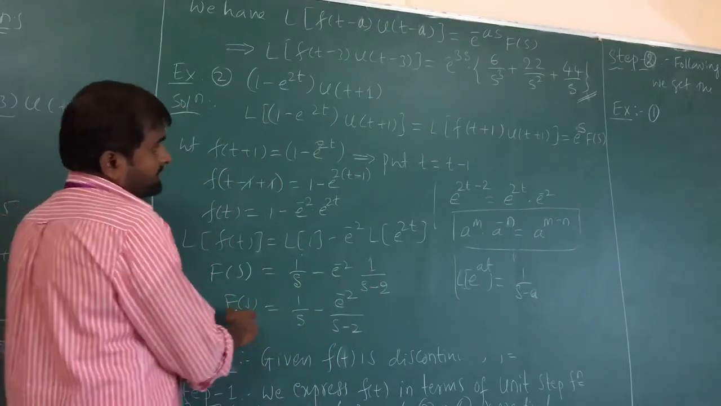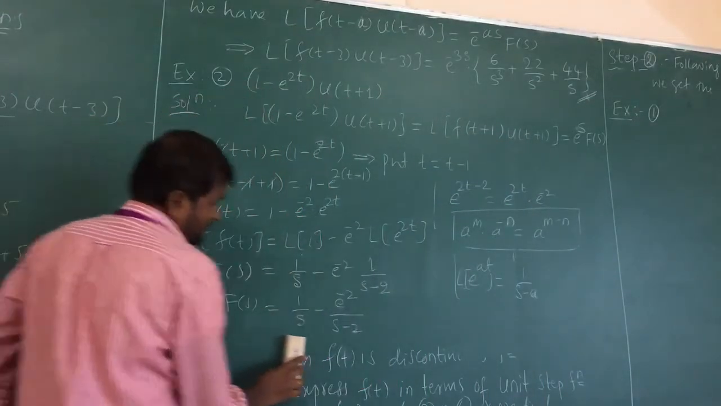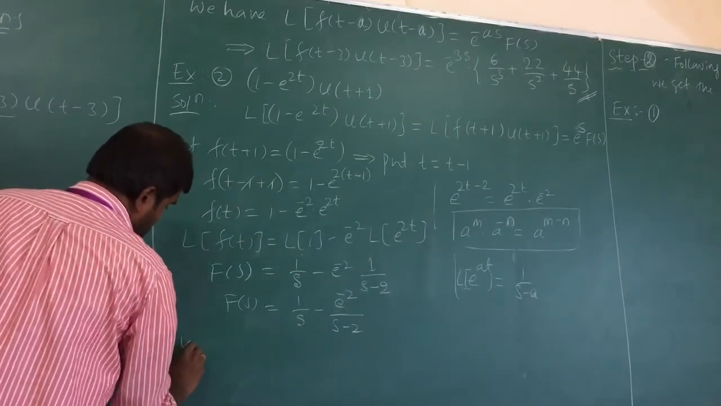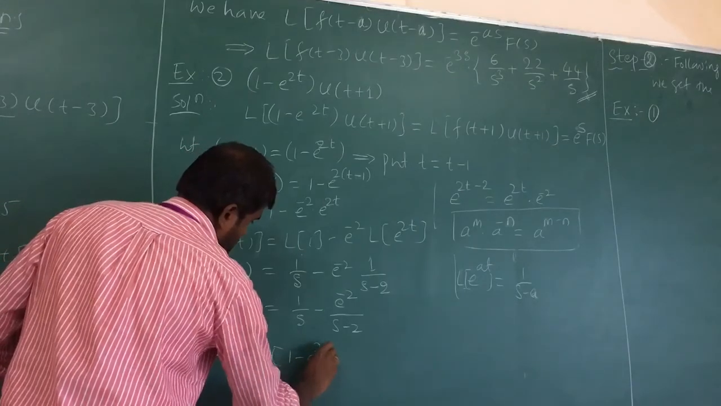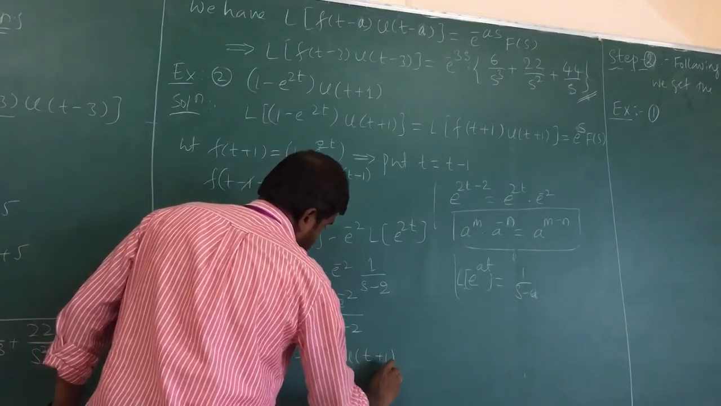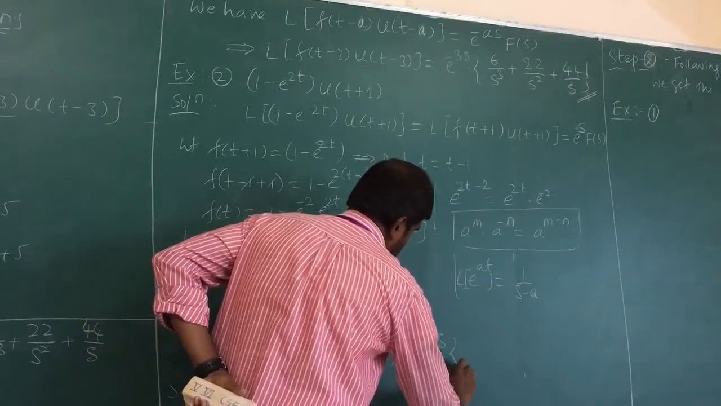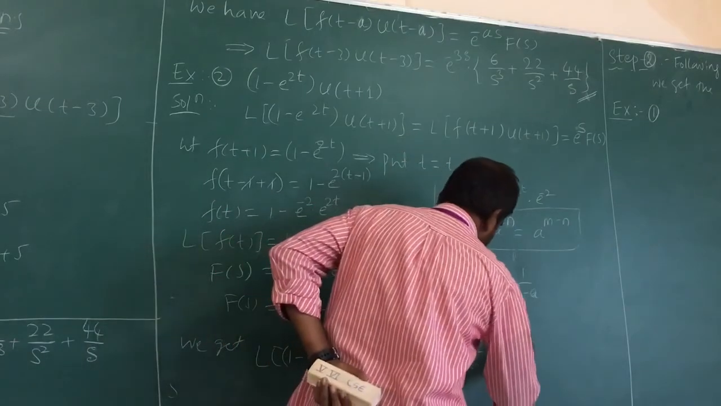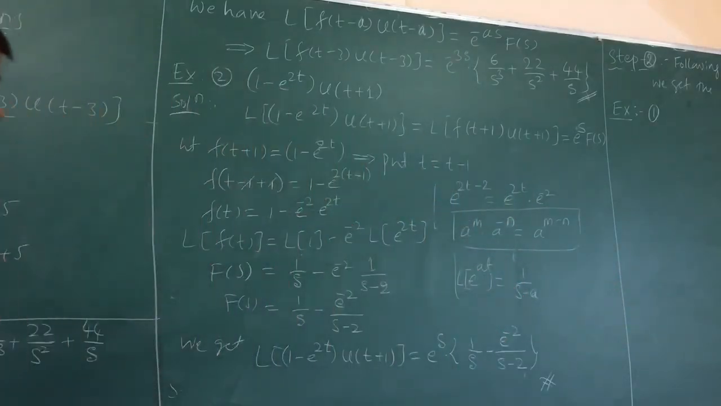This f of s that we got, we substitute here in this result. Now that is the final answer. Right? And thus we get L of 1 minus e raised to 2t into u of t plus 1 equals e raised to s into f of s, which is e raised to s into 1 by s minus e raised to minus 2 by s minus 2, which is the required solution of the given example. Right? So this is the answer.